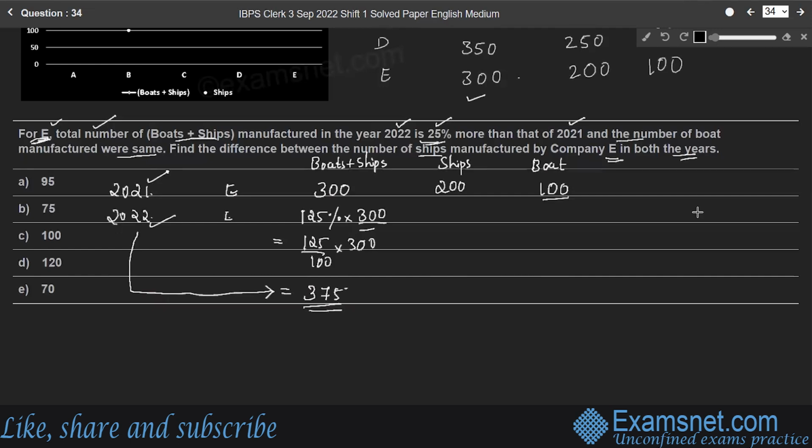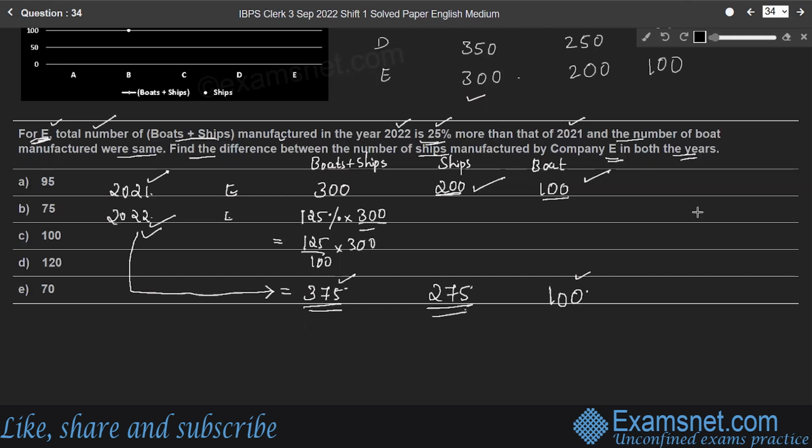And the number of boats manufactured were same. So, number of boats in 2021 was 100, so in 2022 also it is 100. We need to find the difference between number of ships manufactured by company E in both the years. In 2021, number of ships is already given, so it is equal to 200. Therefore, in 2022, number of ships becomes 375 minus 100, which is 275.